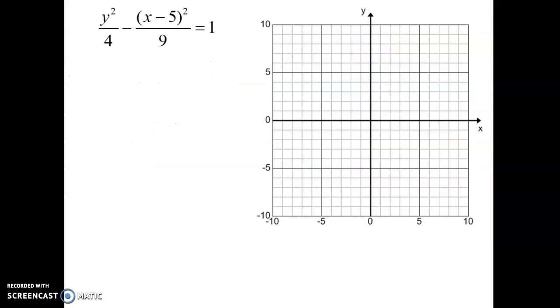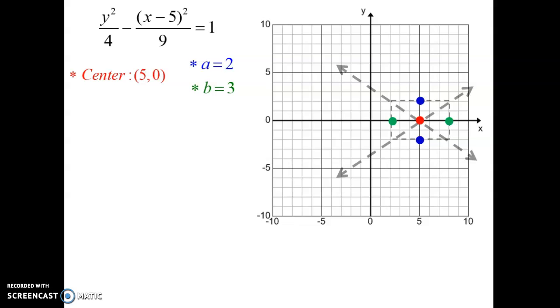Finally, here we have 5 comma 0 as your center point. Your a value is 2. It's going to go up and down. Your b value is 3, left and right. Draw the box. Draw the diagonals.